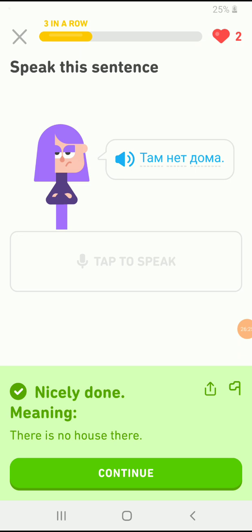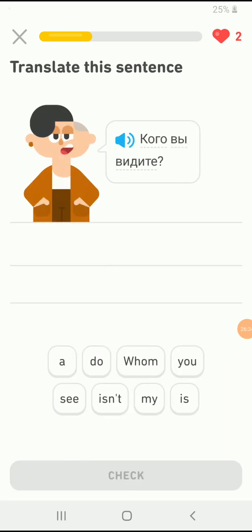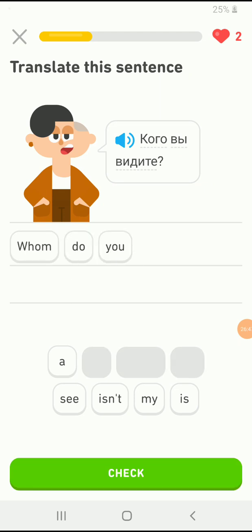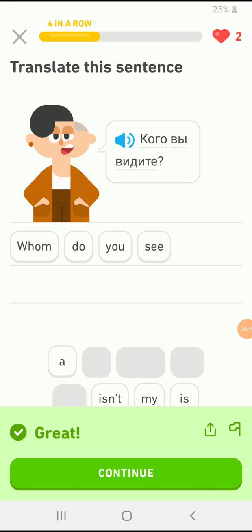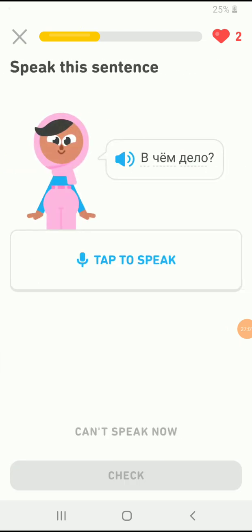So there is no house there, but notice that it's not дом, it is дома, which is in the genitive form. Кого вы видите? Кого is whom? So whom do you see? Кого вы видите? В чём дело? So what's the matter?